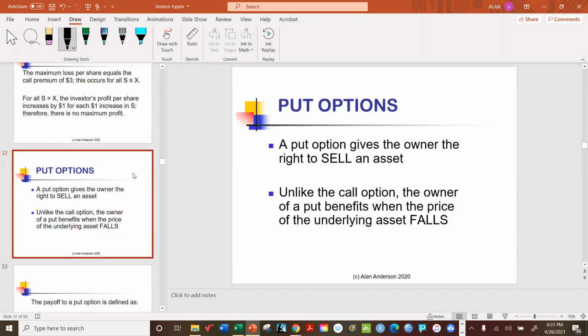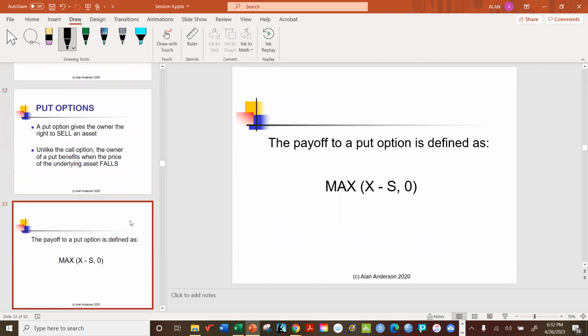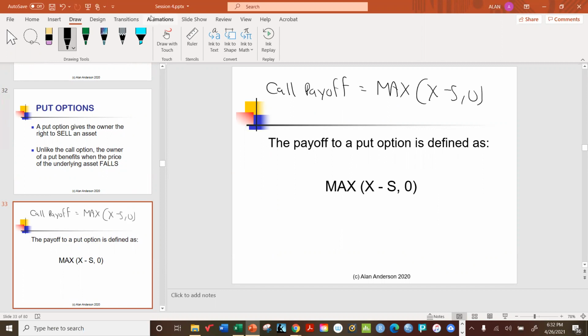So the payoff function will reflect that. In fact, I'm going to show it to you now, and you'll say, hey, that looks kind of familiar. Well, the difference between the two is that the call payoff was max of S minus X and 0. Oh, sorry, I'm looking at that one. It's S minus X. And down here, suddenly it's X minus S.